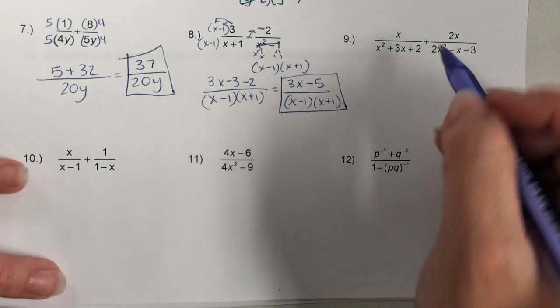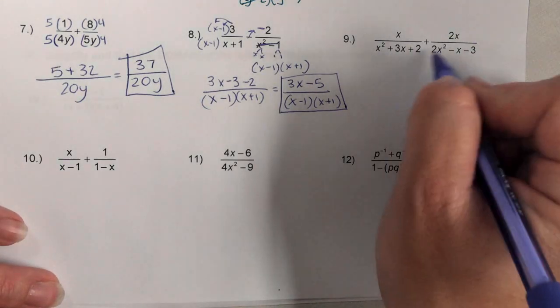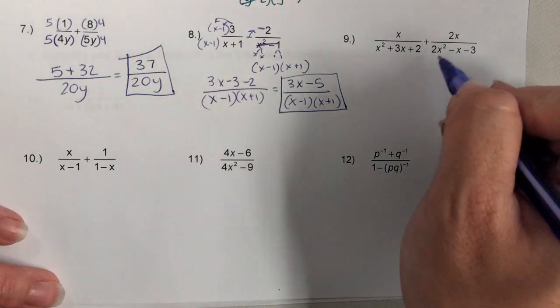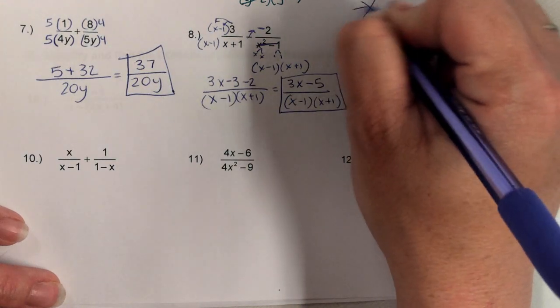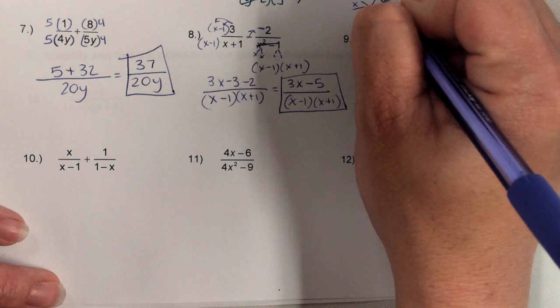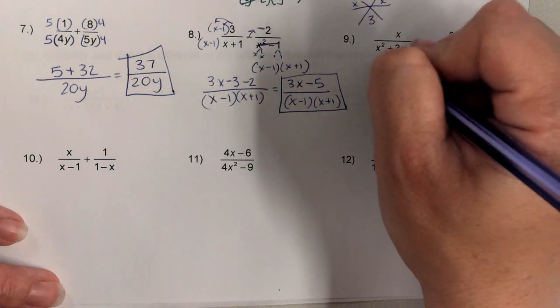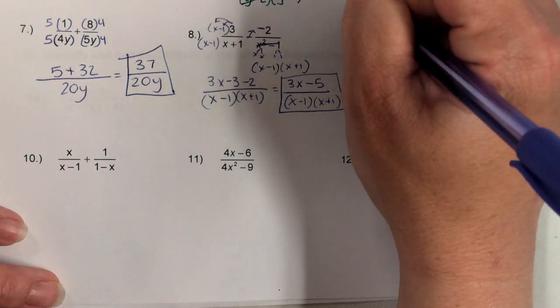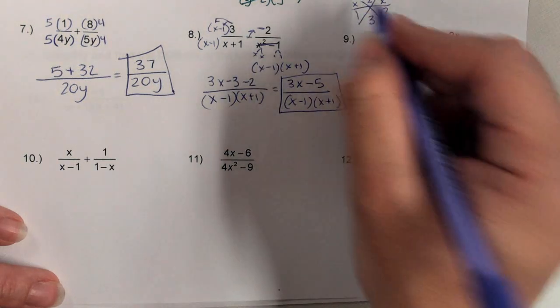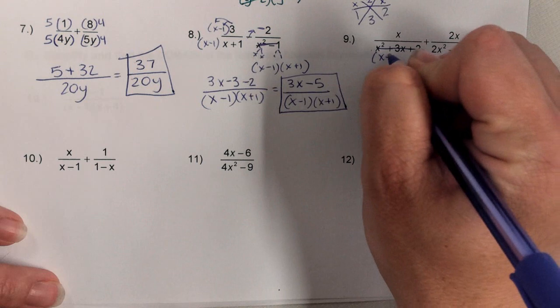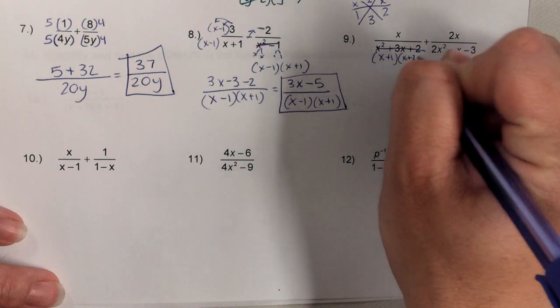Okay, on this one, this one's kind of gross. We need to make sure the denominators match so we can add. So I'm going to factor, I'm going to snowflake both. So this is x, a is 1, b is 3, a times c, 1 times 2 is 2. So the only thing that multiplies to give me 2 is 1 and 2. 1 plus 2 is 3, so that works. So this ends up being x plus 1, x plus 2.